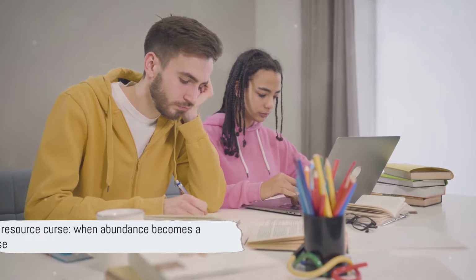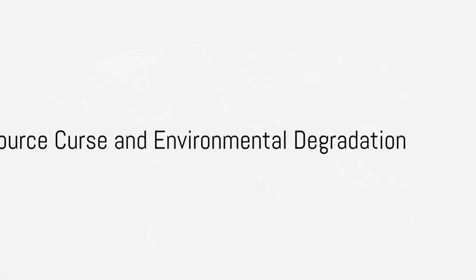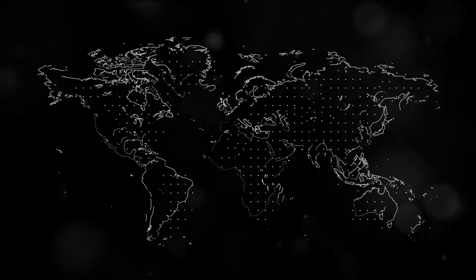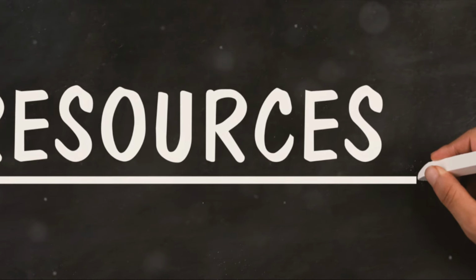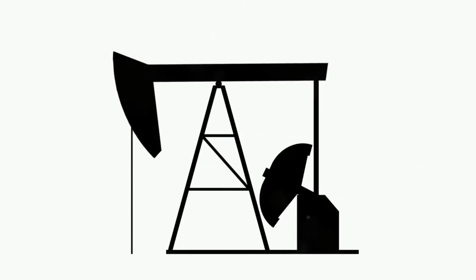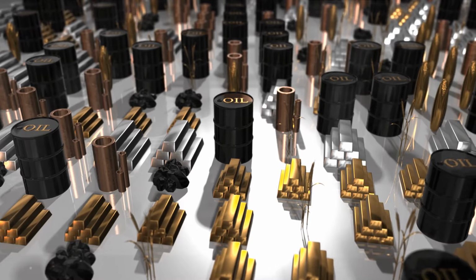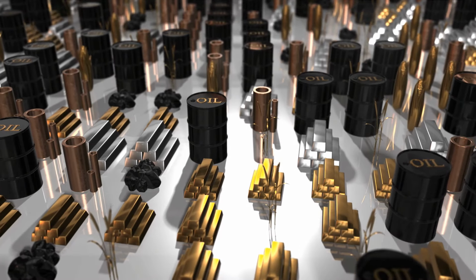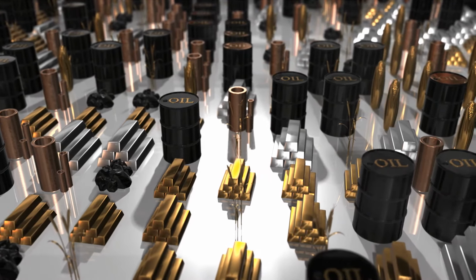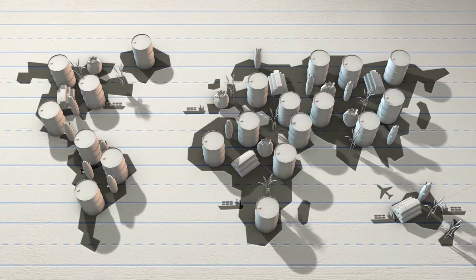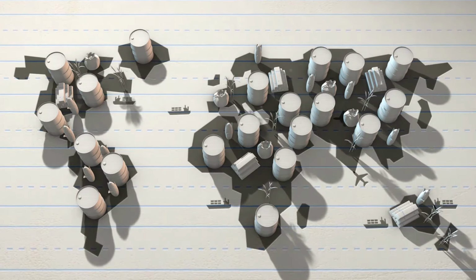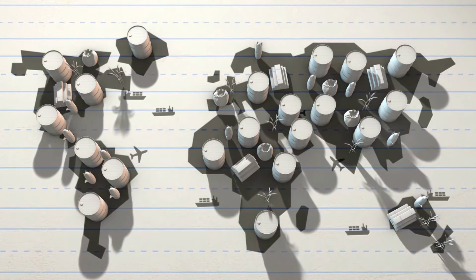Next, we'll look at the resource curse, a paradoxical situation where abundance leads to failure. Some nations rich in natural resources paradoxically fail because of them. This statement might sound counterintuitive, but it's a phenomenon known as the resource curse. The resource curse is a paradox where countries with an abundance of natural resources, such as oil or minerals, tend to have less economic growth, less democracy, and worse development outcomes than countries with fewer natural resources.